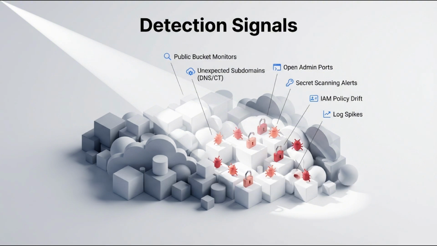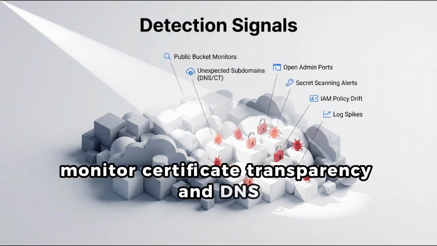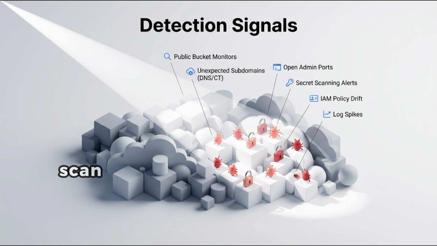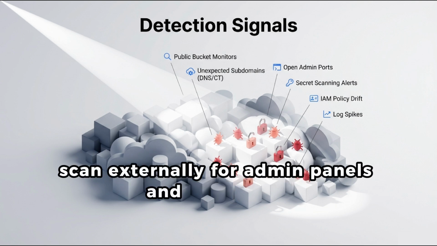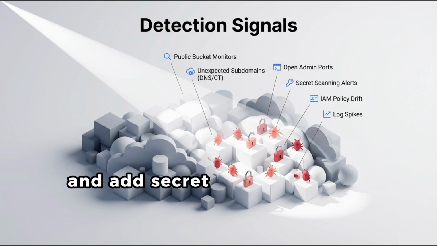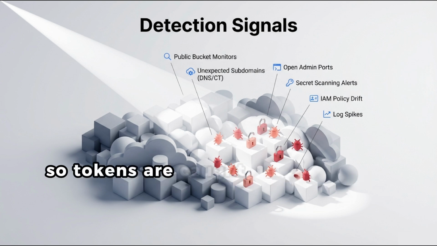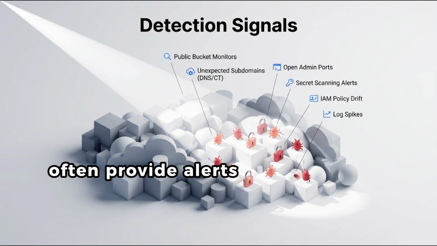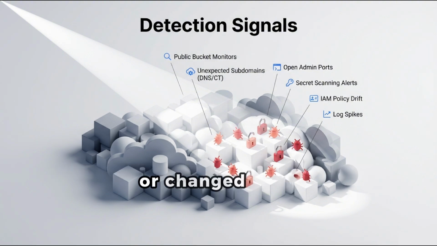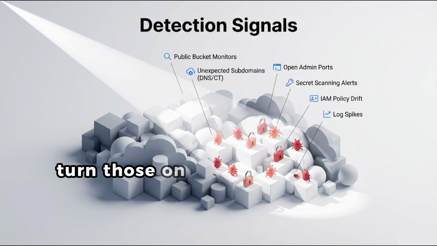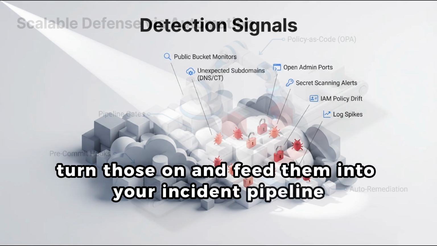Detection is straightforward when you make it a priority. Monitor certificate transparency and DNS for unexpected names, scan externally for admin panels and open ports, and add secret scanning into CI so tokens are caught before they're persisted. Cloud providers often provide alerts for new public buckets or changed ACLs. Turn those on and feed them into your incident pipeline.